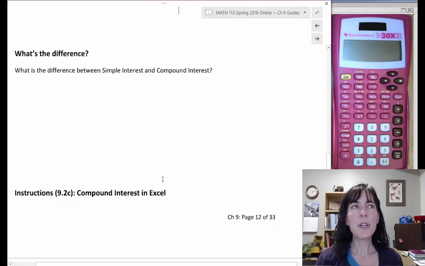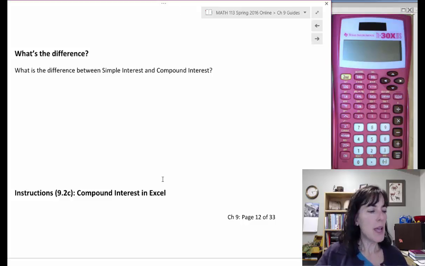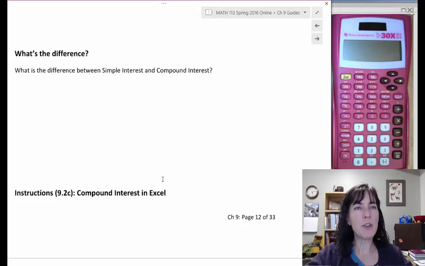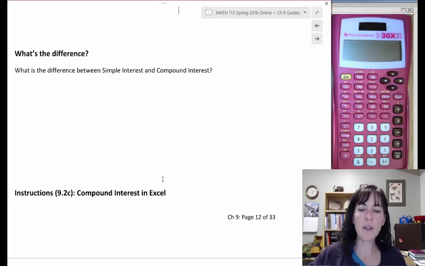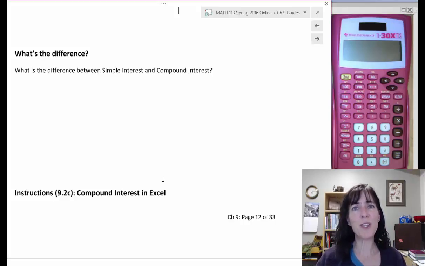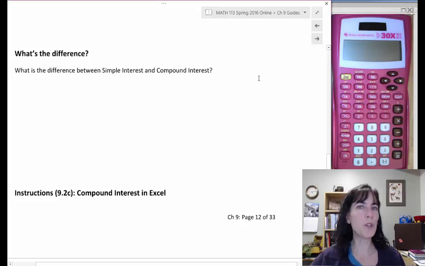All right, so I want to talk one more thing before I assign your homework for this lesson, and that is what's the difference between simple interest and compound interest. It's really important for us to understand the difference between these different types of interest calculations, because that helps you figure out which one you need to use. So if you pick the wrong formula on a test, for example, I can't give you any credit. So I really need to make sure that you know how to figure out which formula to use.